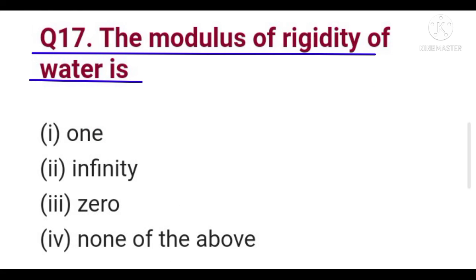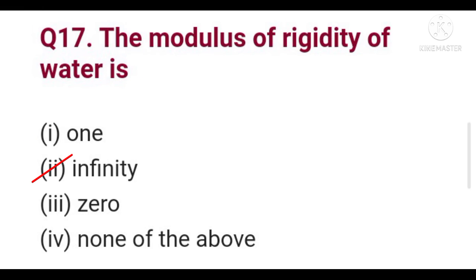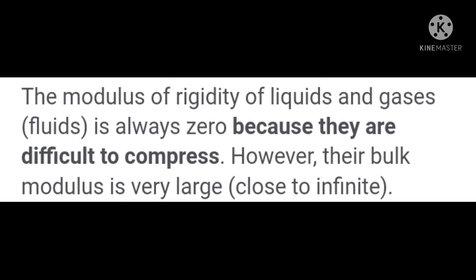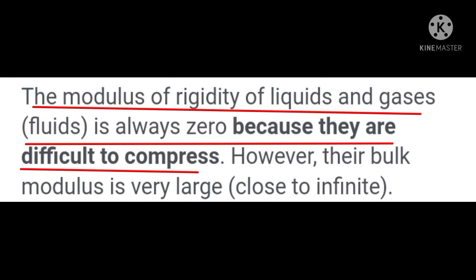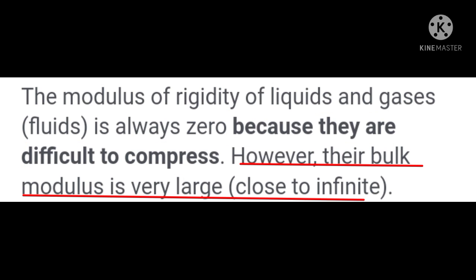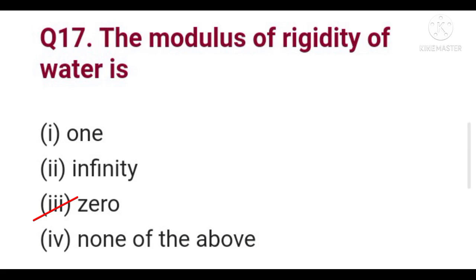Question number 17. The modulus of rigidity of water is: first option, 1; second option, infinity; third option, 0; fourth option, none of the above. We know that the modulus of rigidity of liquids and gases, that is fluids, is always 0. However, their bulk modulus is very large, close to infinite. Third option is the correct option. The modulus of rigidity of water is 0.